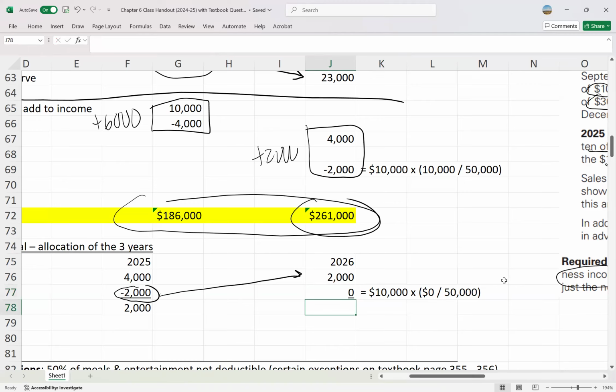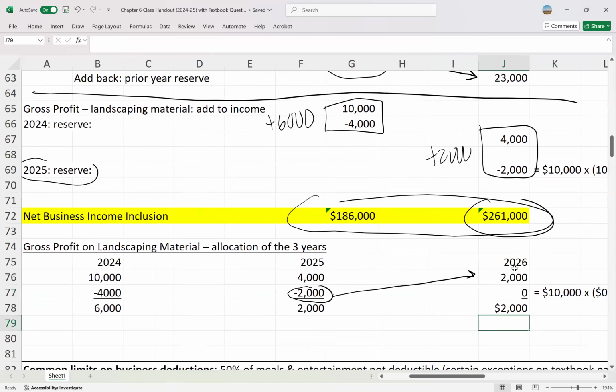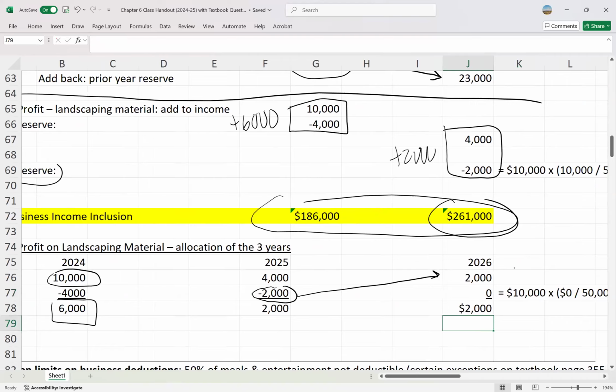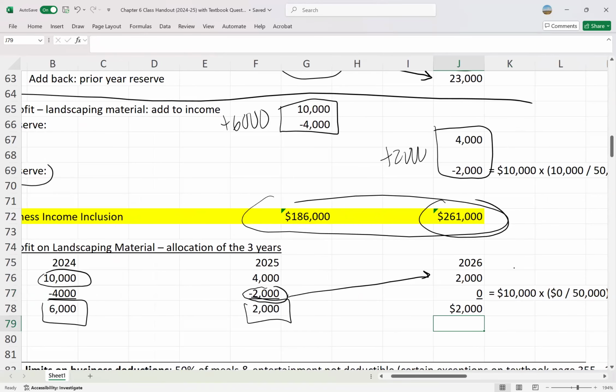So there's no outstanding proceeds. So we cannot take a reserve in 2026. And so therefore, in 2026, we include that 2,000 in income. So if you think about it, the gross profit was a total of 10,000. We included 6,000 in 2024, 2,000 in 2025, and the remaining 2,000 in 2026. And that's how that 10,000 has been spread out over the 3 years. Any questions about this assignment problem?